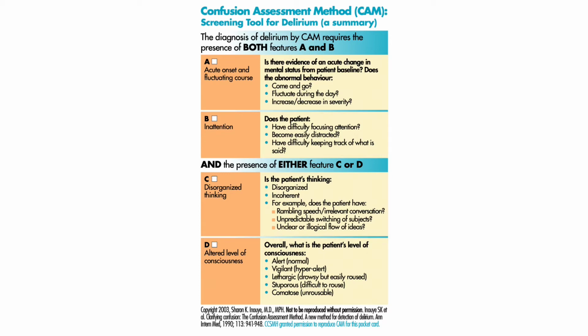So A and B are a must, and there must also be the presence of either feature C or D. C is disorganized thinking. Is the patient's thinking disorganized or incoherent? For example, does the patient have rambling speech, irrelevant conversation, unpredictable switching of subjects, or unclear or illogical flow of ideas? For the D component, which is altered level of consciousness, overall, what is the patient's level of consciousness? Alert, normal; vigilant, hyper-alert; lethargic, drowsy but easily aroused; stuporous, difficult to arouse; and comatose, unrousable. You can choose any one of these.